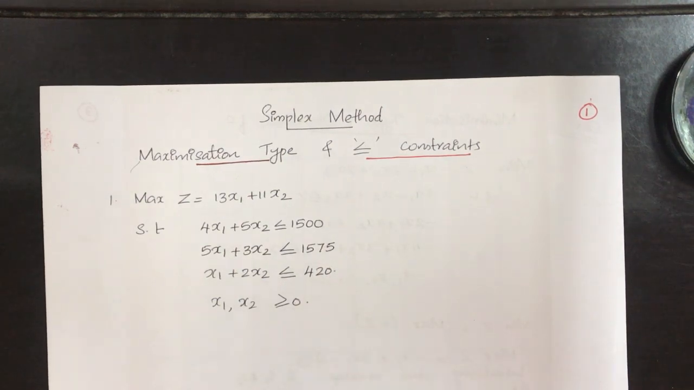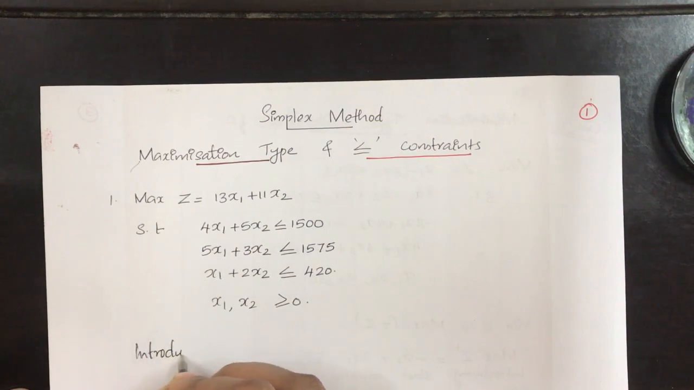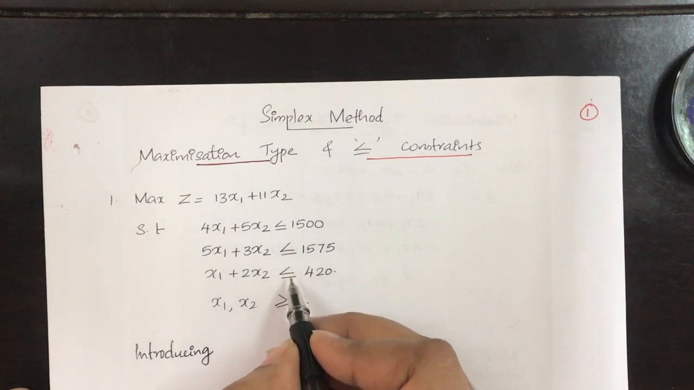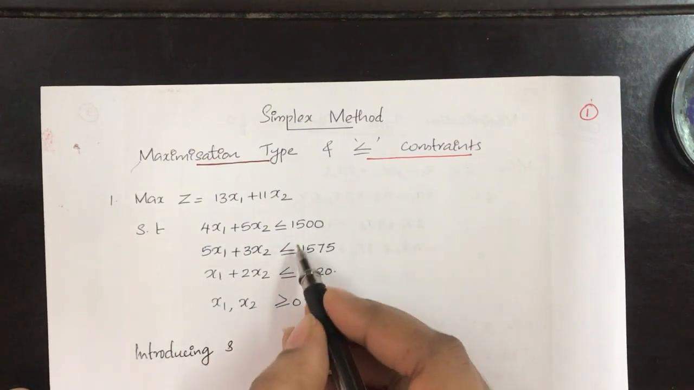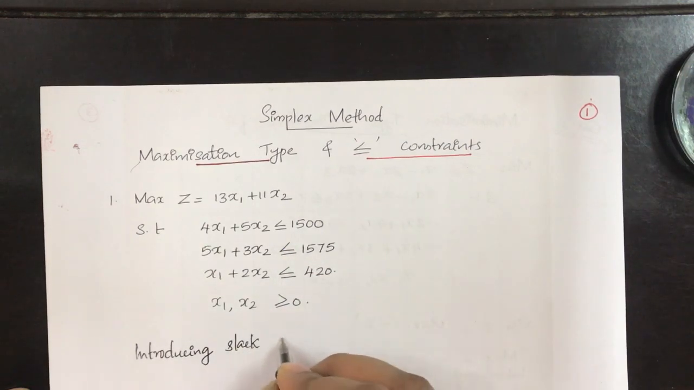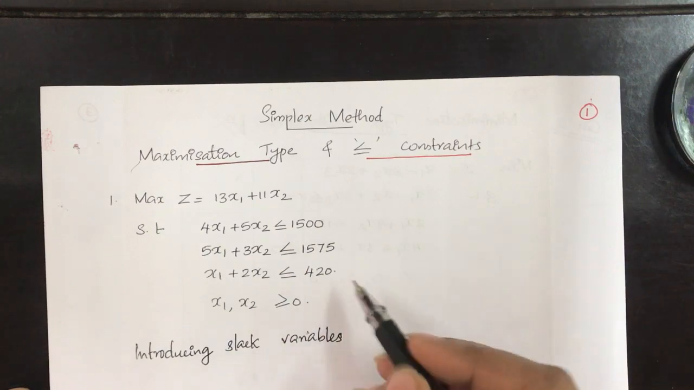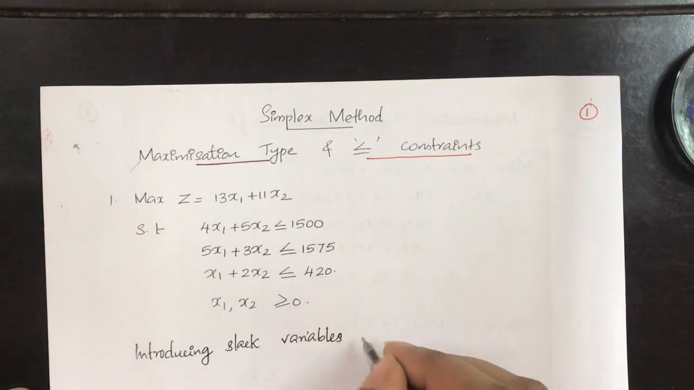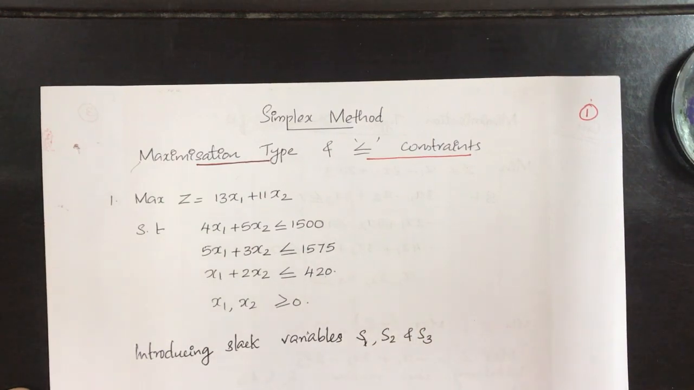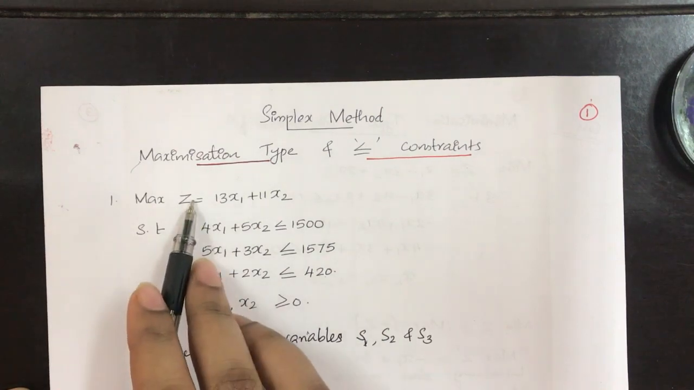So, the first step is introducing slack variables, since it is a less than or equal to constraint. How many slack variables? 1, 2, 3. So, S1, S2 and S3.